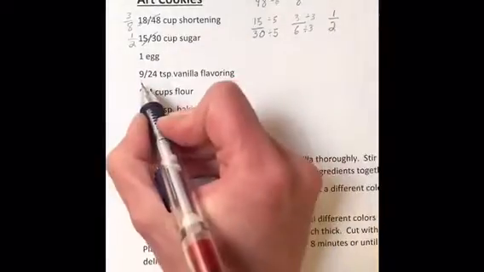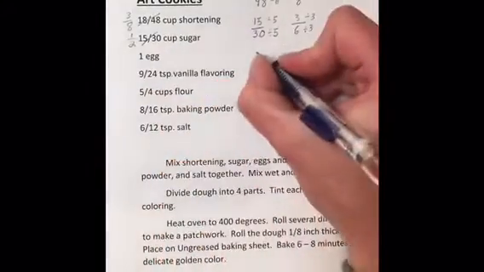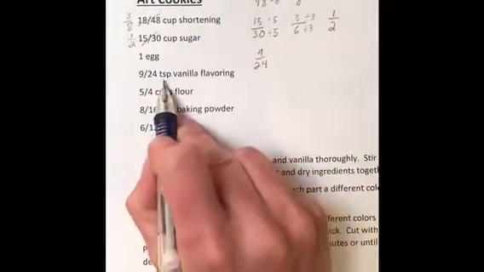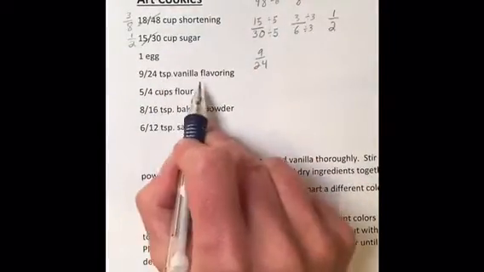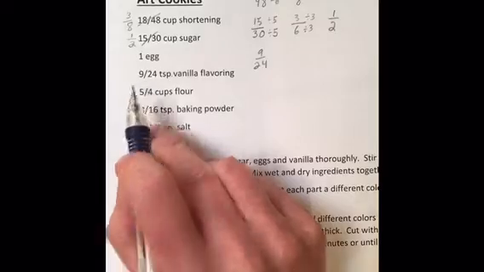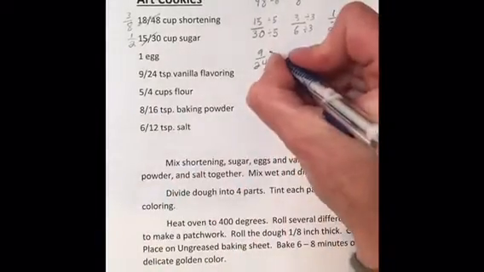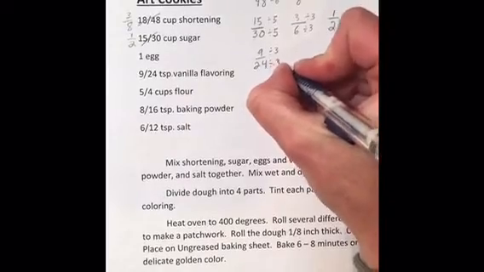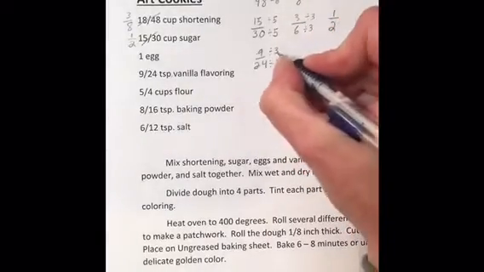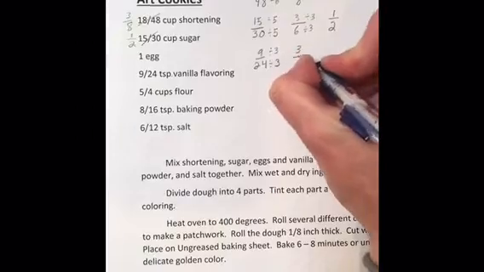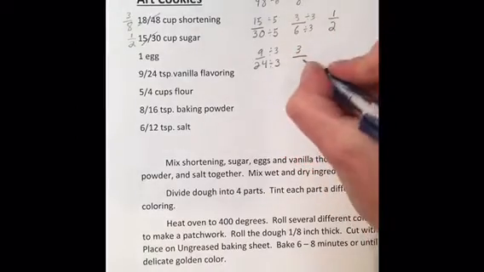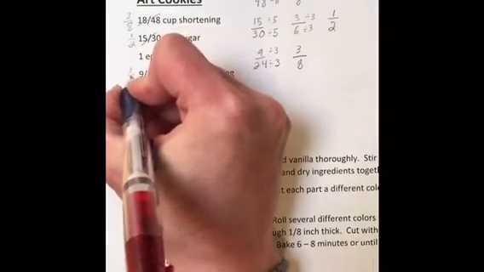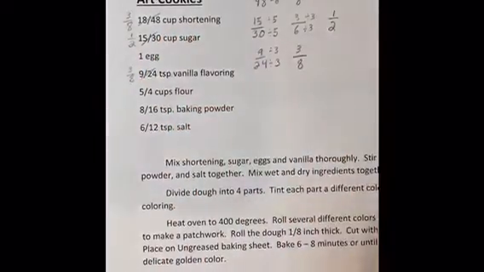That's not easy. I have 9/24 of a teaspoon, TSP stands for teaspoon, of vanilla. 9/24. Well, I know that 9 can be divided by 3, and so can 24. So I'm going to divide it by 3. 9 divided by 3 is 3. 24 divided by 3 is 8. Oh, I can measure 3/8. So this is going to be 3/8 of a teaspoon.